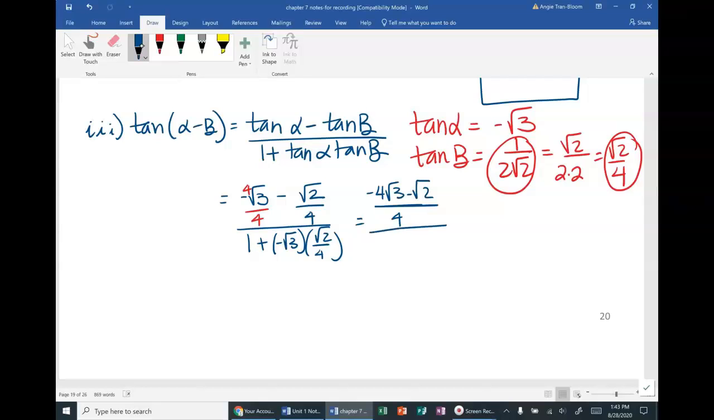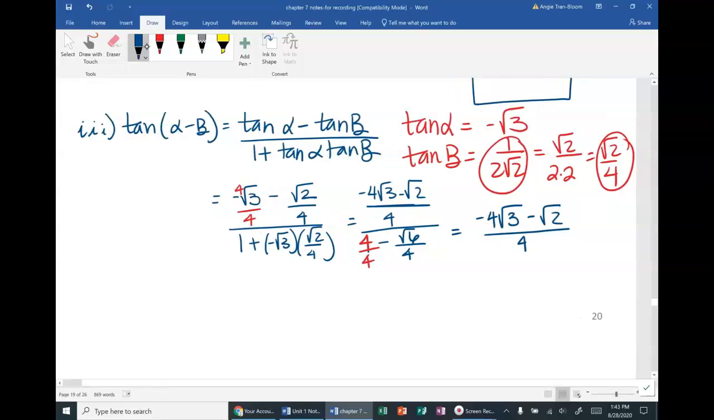On the denominator, I will now have 1 minus radical 6 all over 4. When you multiply, you can definitely multiply different radicals. It's just when you are adding or subtracting that you may not. I will now change this 1 into a denominator of 4, so a 1 becomes 4 over 4. So let's go a step further. Negative 4 radical 3, take away rad 2 all over 4.